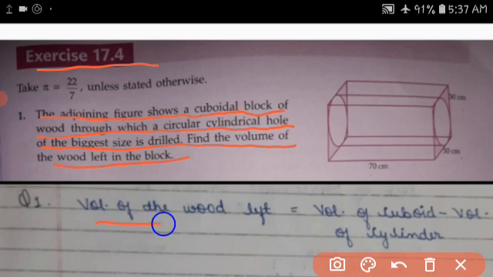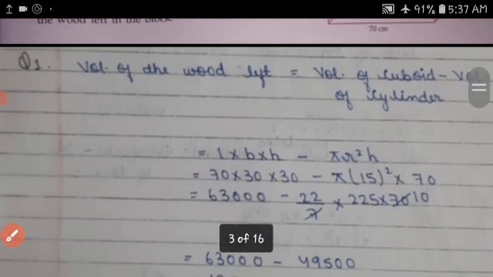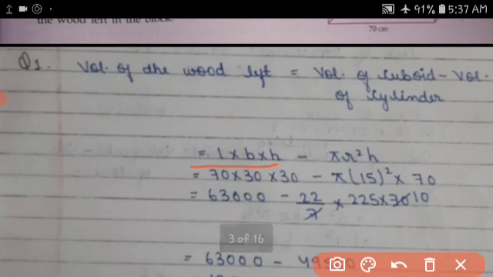Look at the volume of the wood left: the volume of the cuboid minus the volume of the cylinder. Now length, breadth into height, and the volume of the cylinder is pi r square h. 70 into 30 into 30. Now pi 15 square into 70. Now cancel out, the result is 7 10s are 70.